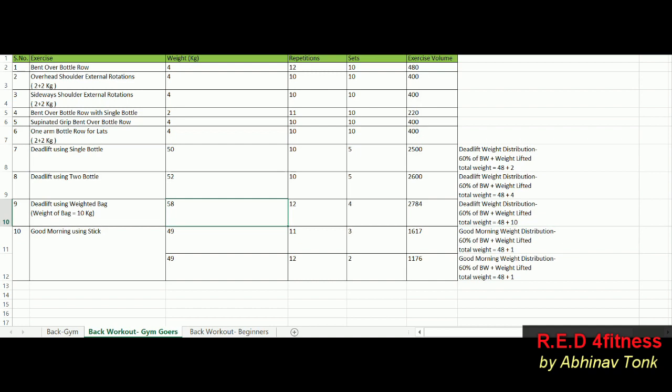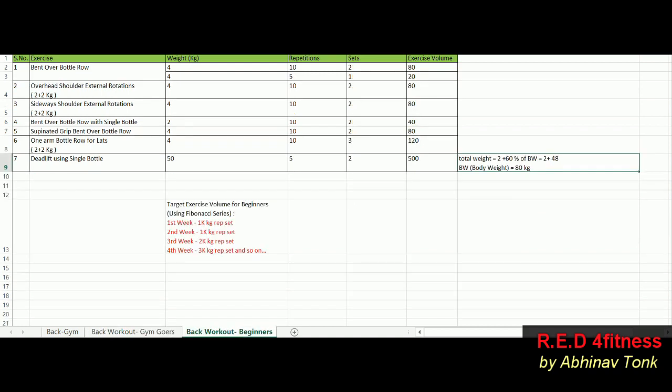Now let's see how we'll design the workout schedule for beginners. We have already seen that using the Fibonacci series, the first week exercise volume is 1k kg rep set. Second week also it is 1k kg rep set. Third week it should be 2k kg rep set. Fourth week it should be 3k kg rep set, and so on.